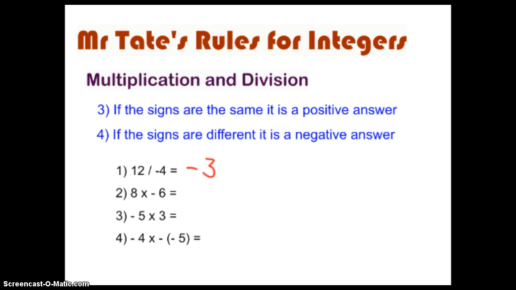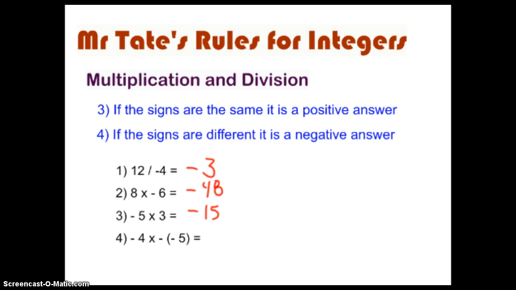The next one, 8 times negative 6. Positive 8, negative 6, they are different. So we'll go ahead and write down the negative number, and 8 times 6 is 48. Number 3, I have a negative 5 and a positive 3. They're being multiplied. So we'll go ahead and keep that negative number, and it's negative 15.